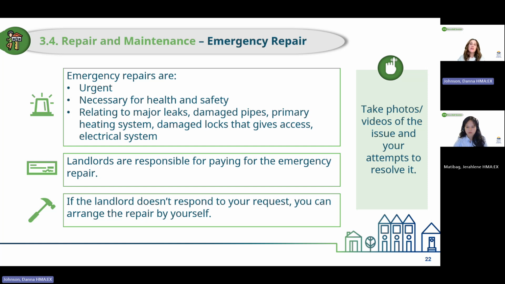If a landlord doesn't respond to your request for an emergency repair, there's a process you need to follow. First, try contacting your landlord twice using both phone and email or text. Keep records of everything: photos, videos, messages. If your landlord doesn't respond, you can arrange this emergency repair yourself, pay for it, and then apply to the RTB to have that amount deducted from your rent. Just make sure you keep your receipts and all of your documentation.